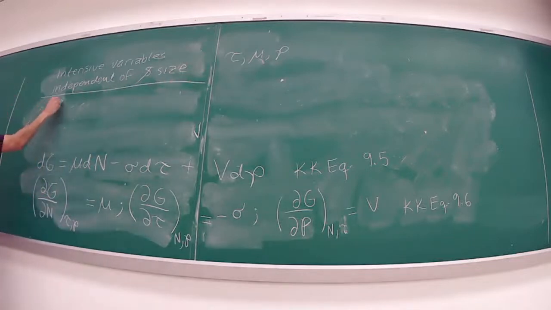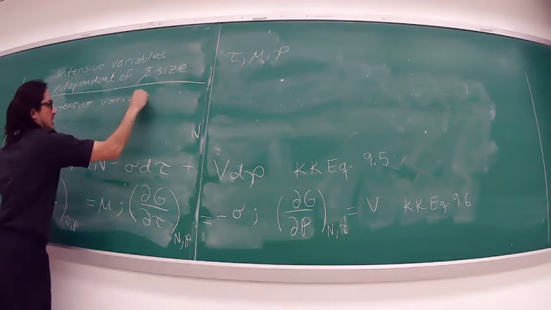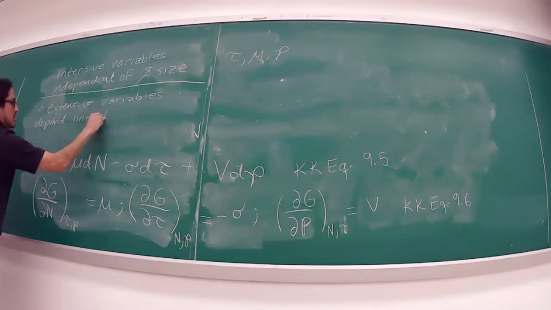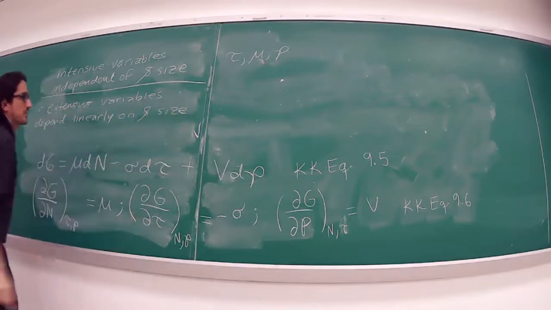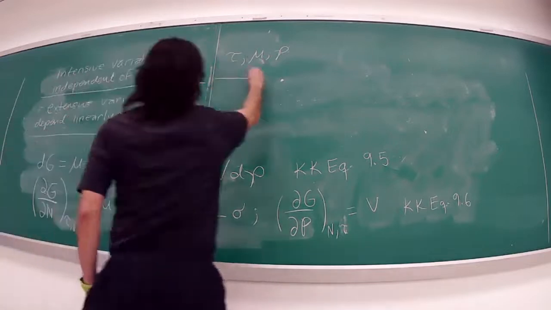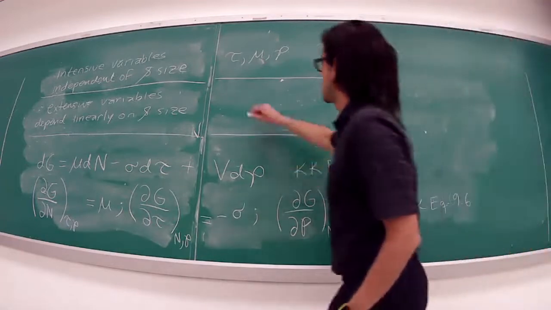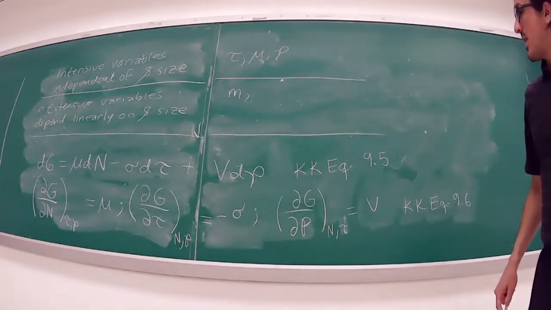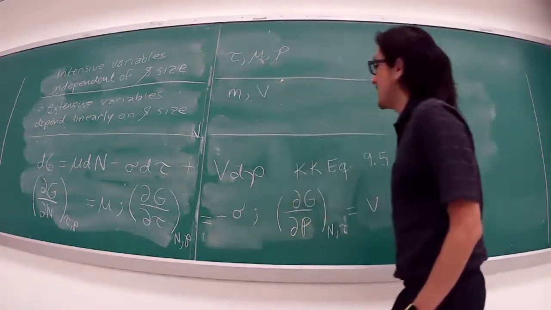So extensive variables depend linearly on the system size. What are examples of extensive variables? Mass. Yes. What else? Volume. Yes.